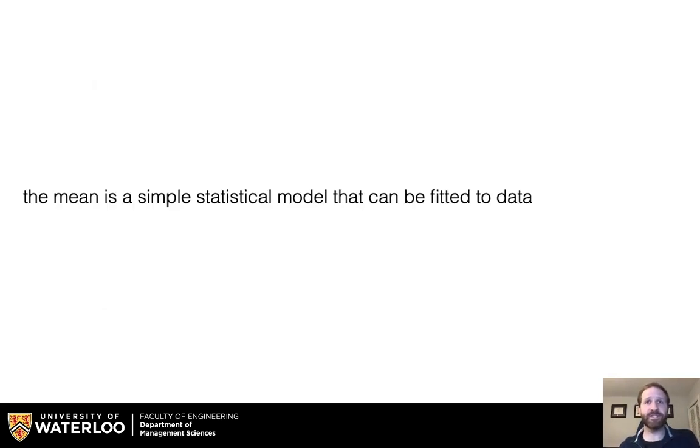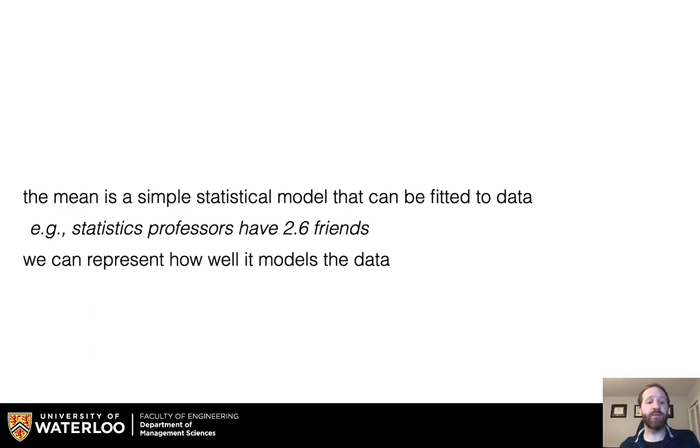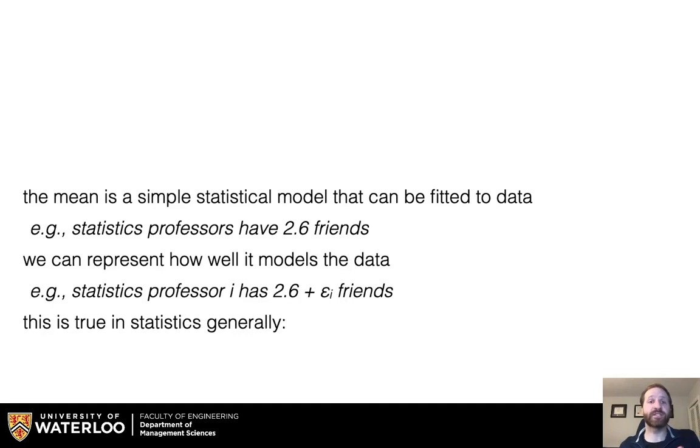So the mean is a simple statistical model that can be fitted to data. For example, statistics professors have 2.6 friends. And we can represent how well it models that data. So we can say statistics professor i has 2.6 plus epsilon i friends. And this is very true in statistics generally. So an individual outcome or observation is the model plus some epsilon or some error. And we'll dive into this in more detail in future lessons.